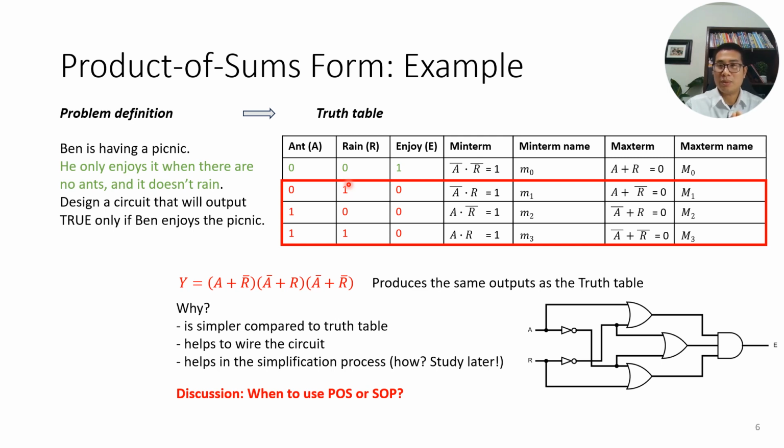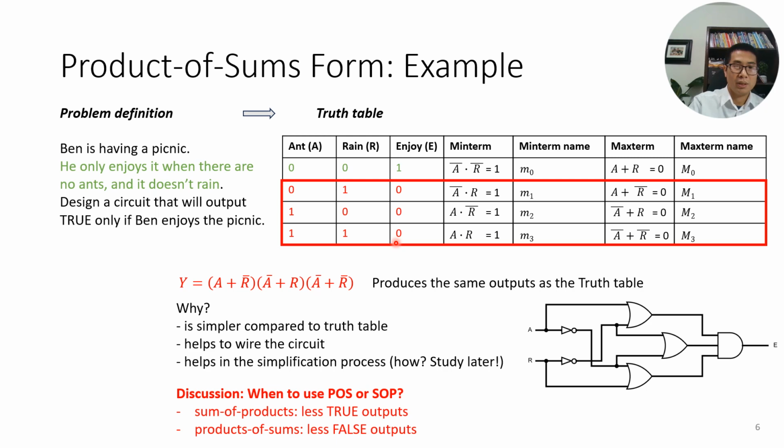And we have already seen that when we use product of sums versus sum of products on the same problem, the sum of products earlier produced a better result compared to product of sums. So what does that mean? When do we use which one? There is no clear rule, but normally when you have fewer true outputs, it's better to use sum of products. And when you have fewer false outputs, it's better to use product of sums. That one is the hint.